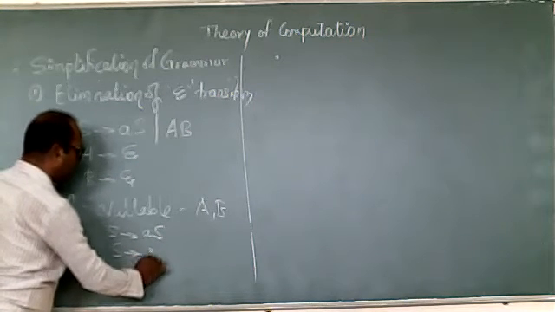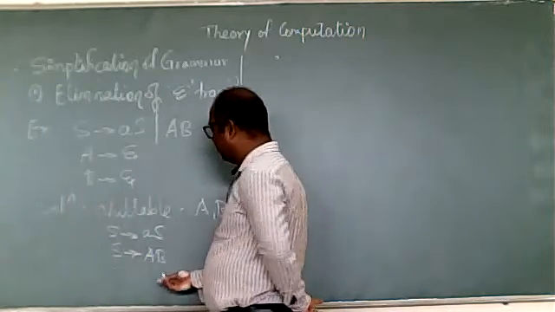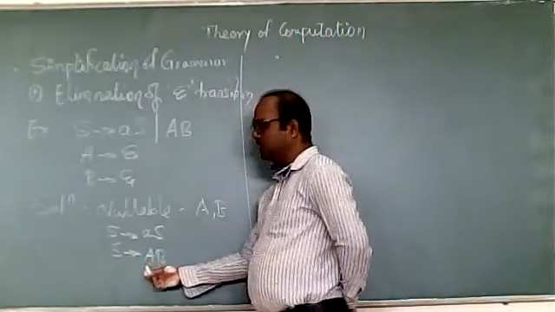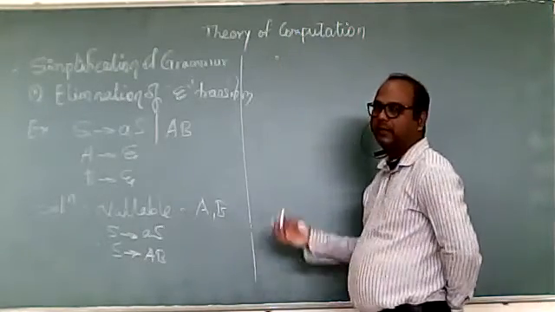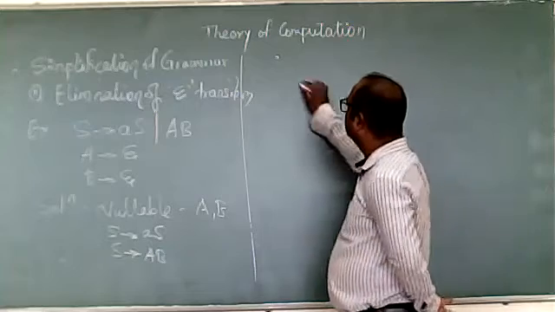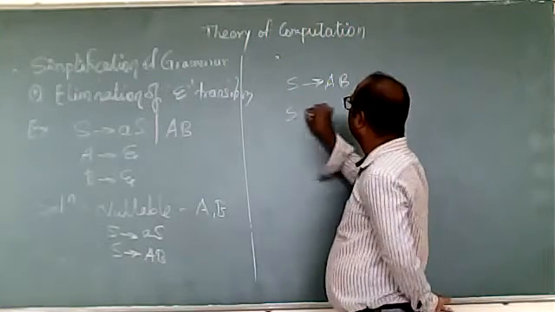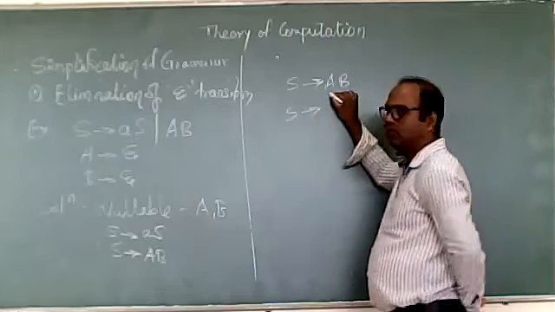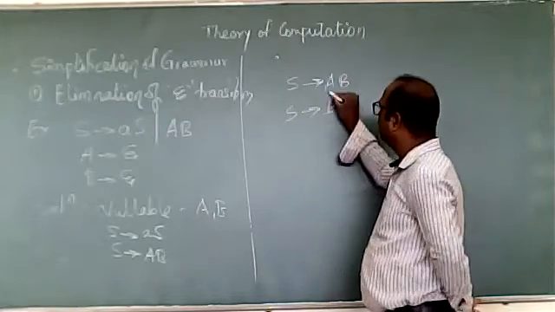Next is S produces AB. Here we have two variables, A and B, and both are nullable. So we'll generate the new productions by replacing the nullable symbol with epsilon. First, A will be replaced with epsilon, so we'll get S produces B.